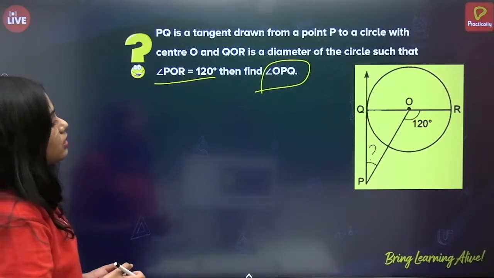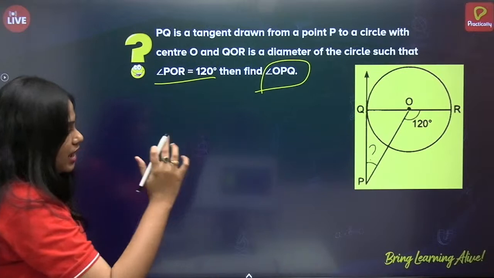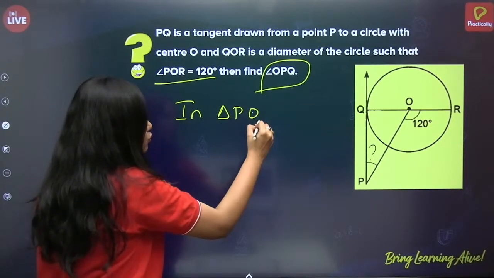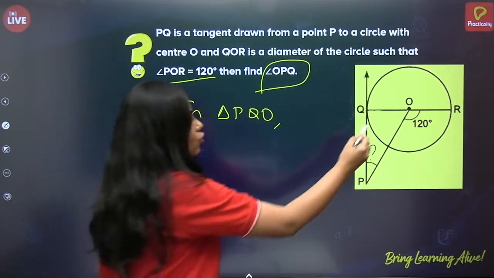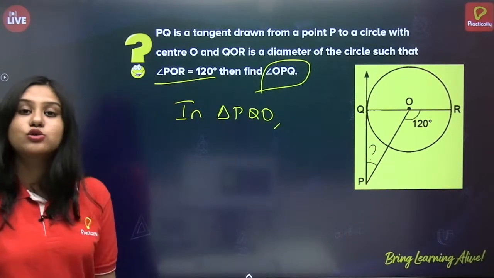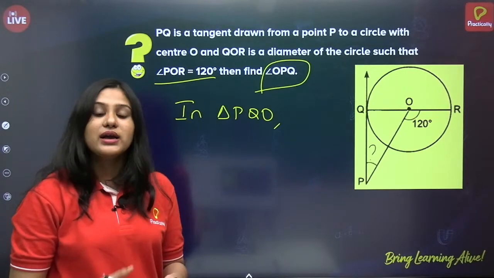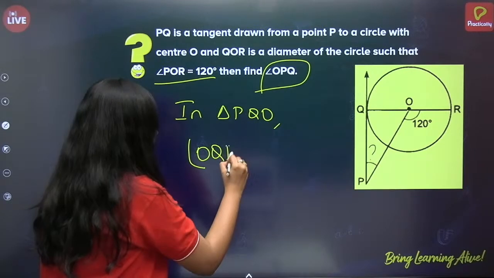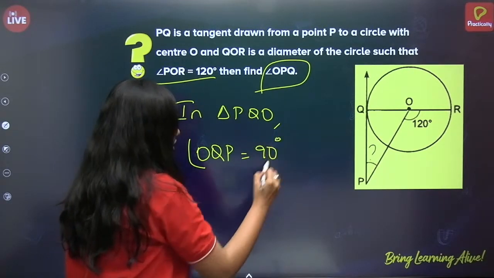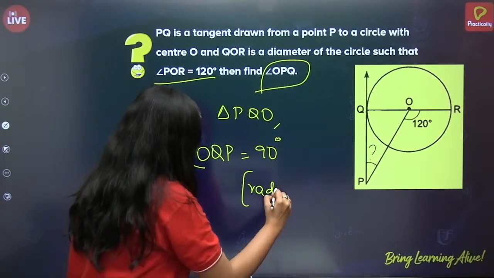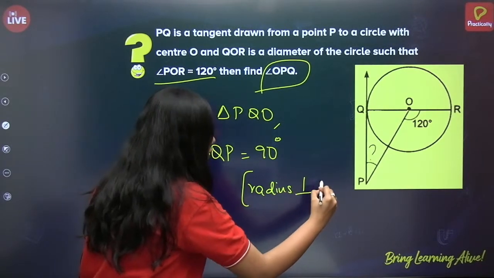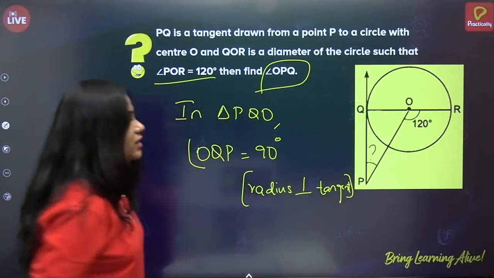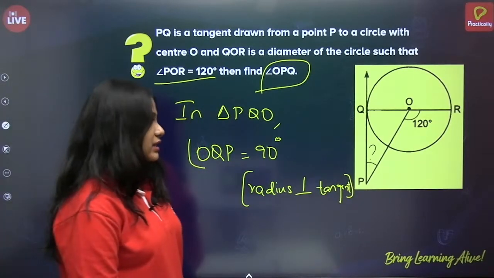Now, in the given triangle PQO, I know that angle OQP is equal to 90 degrees. Why? Again, theorem 1. Angle OQP is 90 degrees. Why? Radius is perpendicular to the tangent. Correct? So I know that angle OQP is 90 degrees.